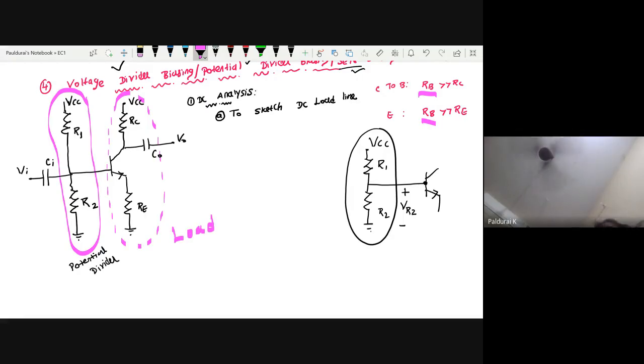In order to do the DC analysis, first you draw the DC equivalent circuit. So before sketching the DC load line, first draw the DC equivalent circuit. Let me draw it here itself. VA equal to 0, and you replace the capacitor by an open circuit. So now this is my DC equivalent circuit. Any doubt in sketching the DC equivalent circuit?